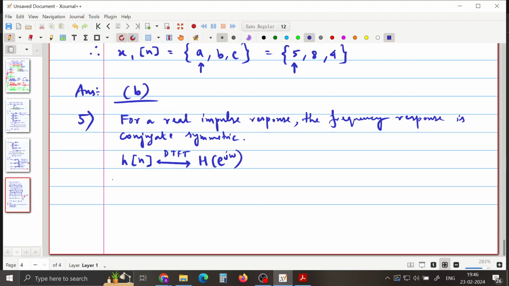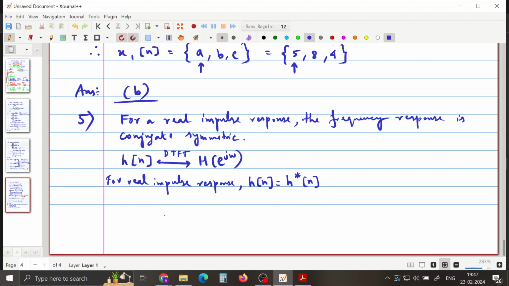Now for a real impulse response, which means that if h of n is real, then we know for a real quantity, if we take the complex conjugate of a real number, it remains the same, right? Because it does not have any imaginary part. So for a real impulse response, h of n is the same as h of n conjugate, complex conjugate. The star denotes complex conjugate, right?